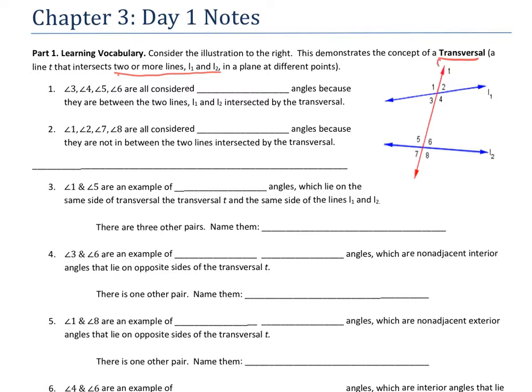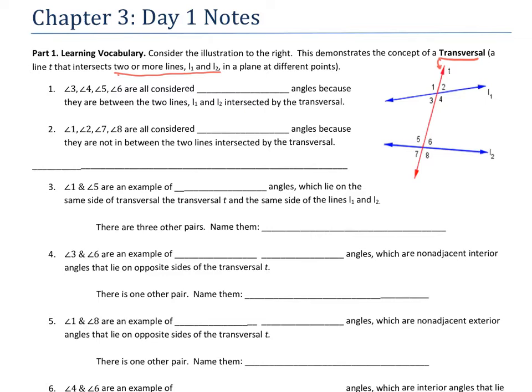Now a transversal is this line. It is the line that does the intersecting. When you go to look for these angle locations, find your transversal first, because all of these are going to be around the transversal. The names used to describe these locations actually involve the transversal, so knowing what your transversal is is very important.